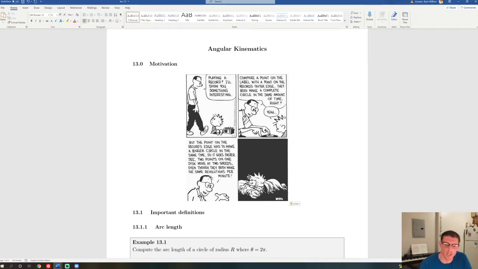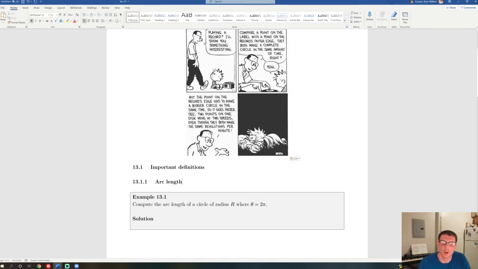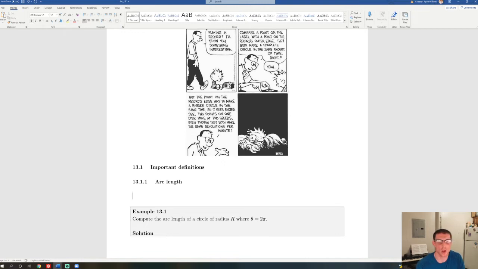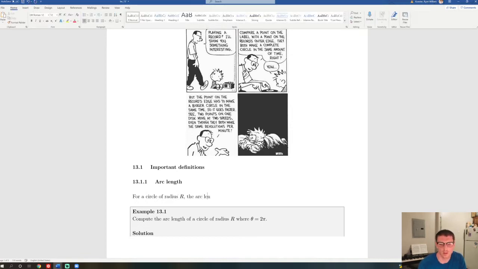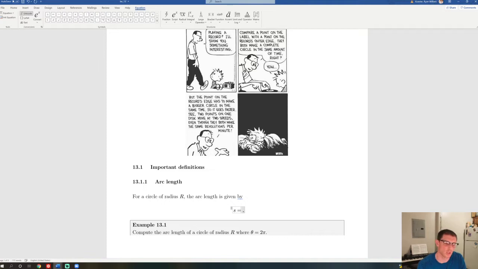Bear with me if you've already learned about arc length, if you're familiar with this idea, but it is kind of important, and it's something that is traditionally introduced in a discussion of angular kinematics. So let's just define it, and then we'll unpack that definition a little bit. So I'm going to just write, for a circle of radius r, the arc length is given by S, which is the arc length, equals r times theta, where theta is just some angle inside the circle, and it should be between 0 and 360 degrees.